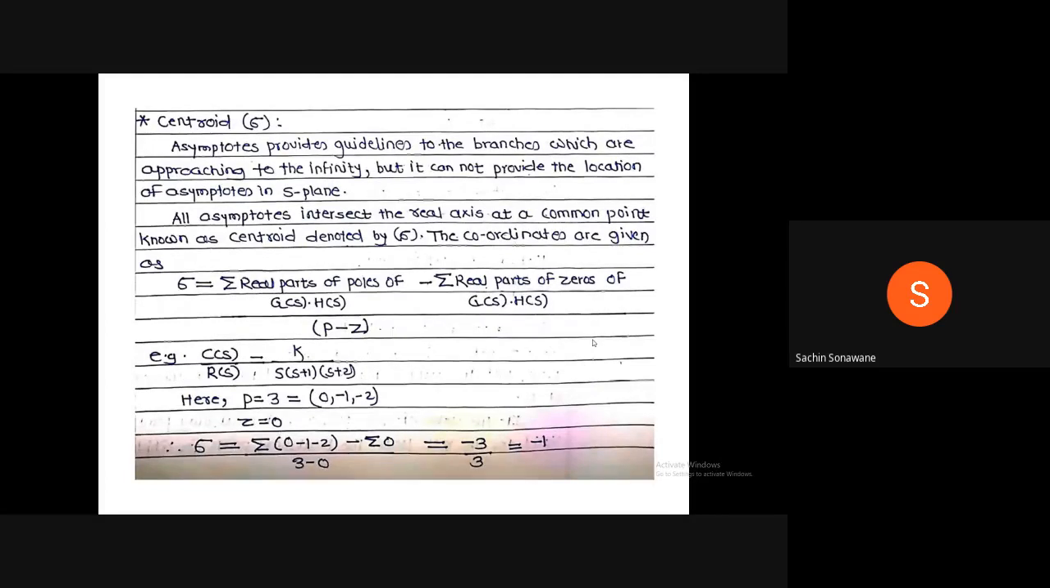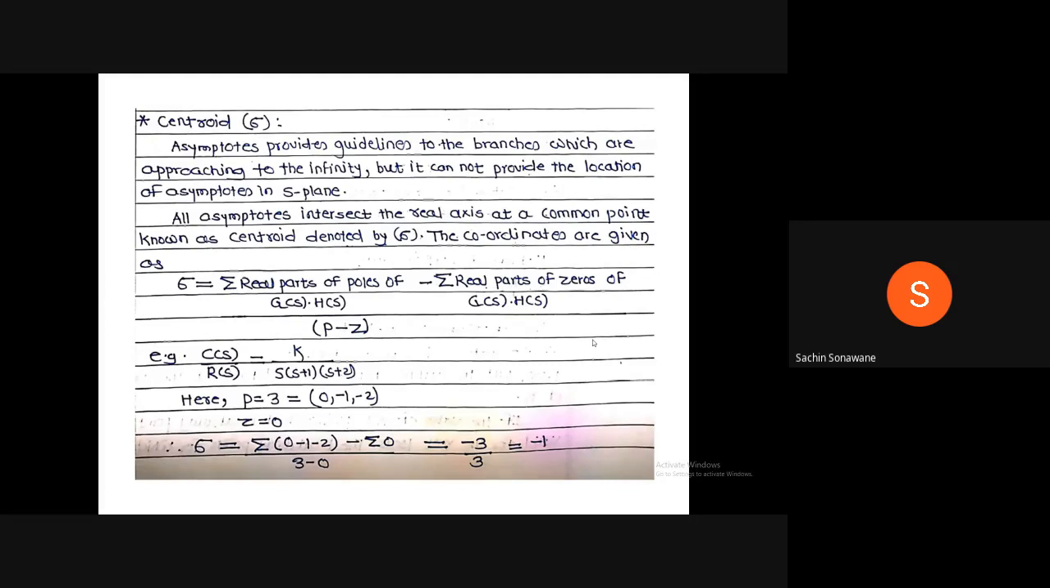Now centroid sigma. Asymptotes provide guidelines to the branches which are approaching infinity, but they cannot provide the location of asymptotes in the s plane. All asymptotes intersect the real axis at a common point known as the centroid, denoted by sigma. The coordinate is given as sigma is equal to the summation of real parts of poles of G(s)H(s) minus the summation of real parts of zeros of G(s)H(s), divided by p minus z.